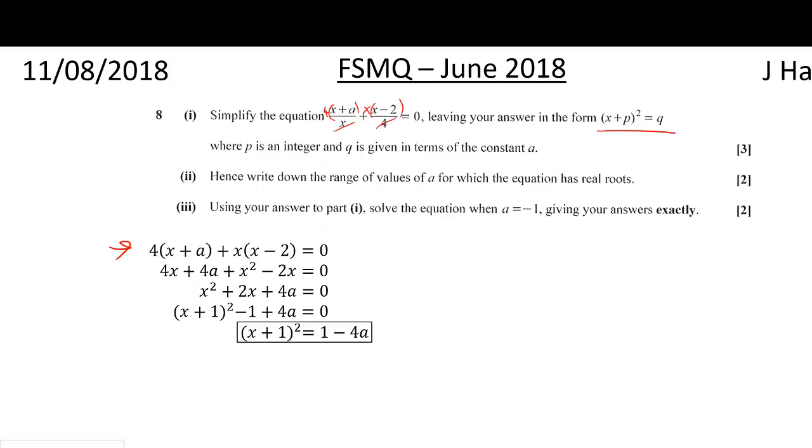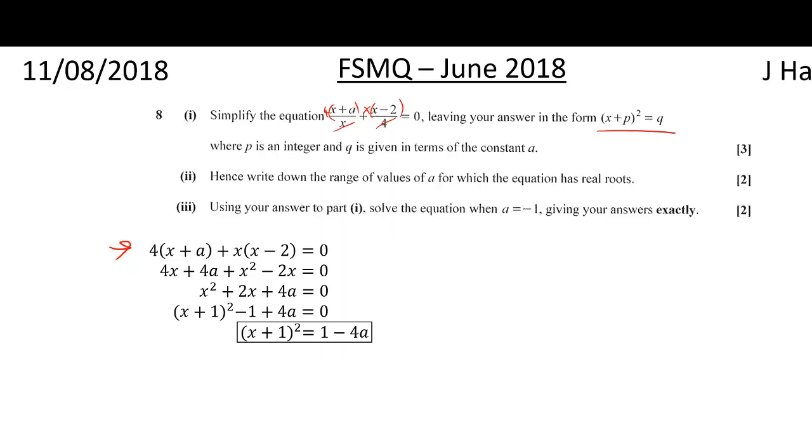And finally, actually no, that is correct. So q is the sort of constant on the other side, 1 minus 4a. It is in terms of a as well.